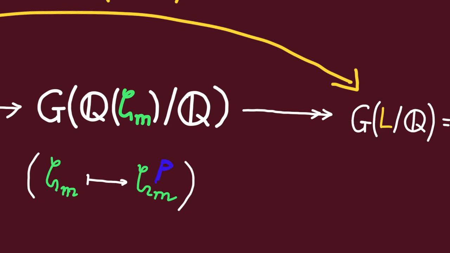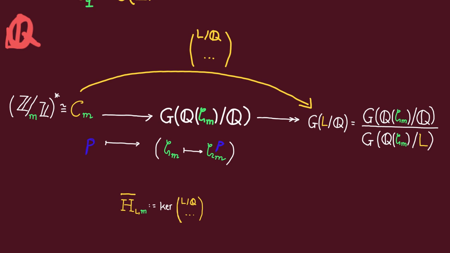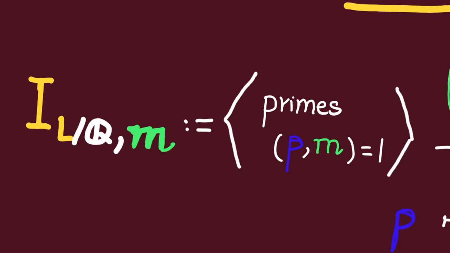If L, say, lies in the M-th cyclotomic field, then we can describe the Galois group of L over Q in terms of the group of fractional ideals of Q in the following way. Recall that the group of fractional ideals of Q is just the free multiplicative abelian group generated by the primes of Z. In other words, it's just the unit group of Q. Now inside that, we can look at this subgroup generated by the primes that do not divide M.